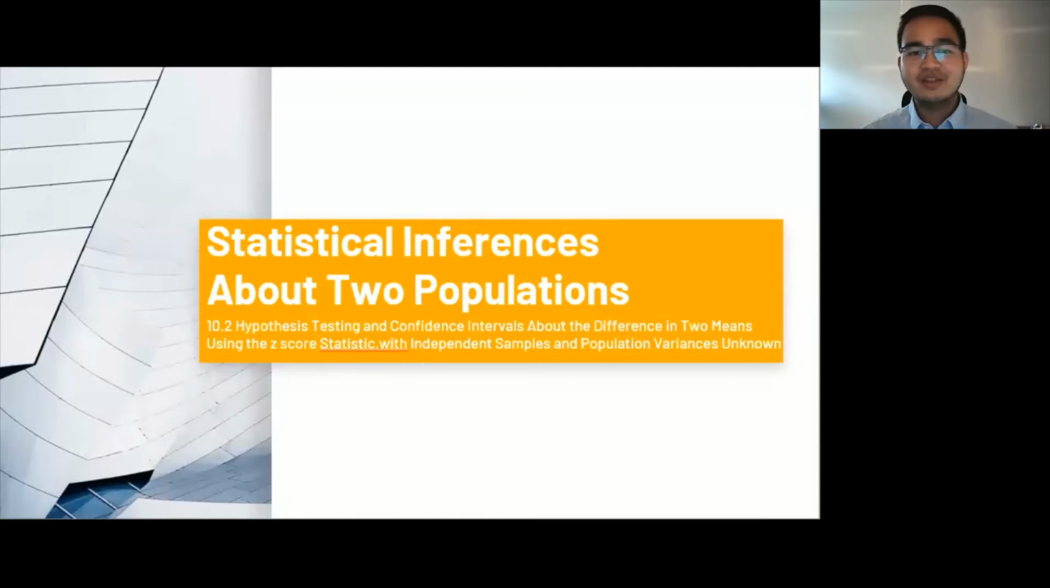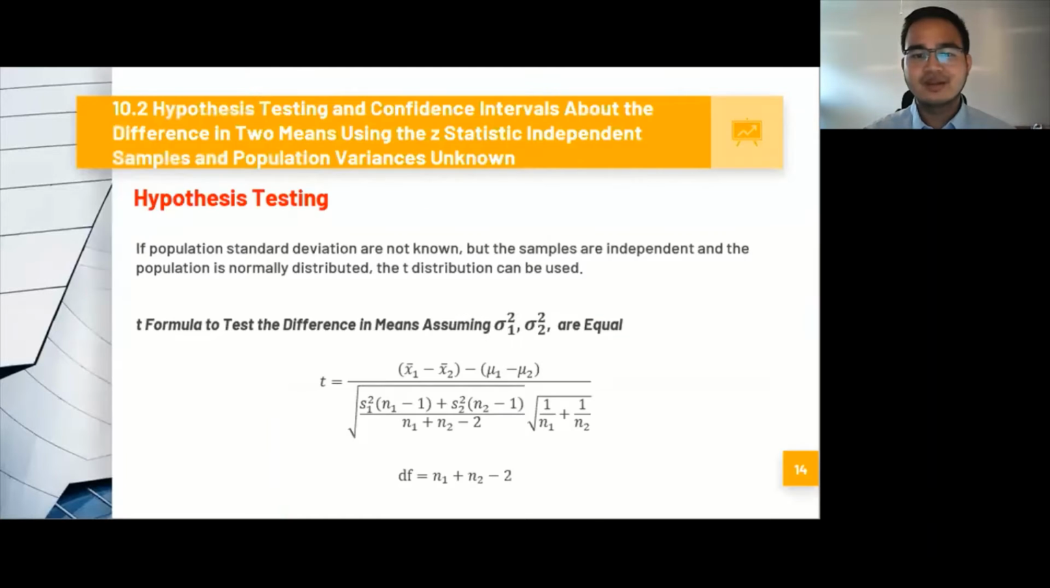So the next topic would be topic 10.2, hypothesis testing and confidence intervals about the difference in two means using the t statistic with independent samples and population variances unknown. So let's start with hypothesis testing. The population standard deviations are not known, but the samples are independent and the population is normally distributed. The t distribution can be used. So the formula for the test is presented.